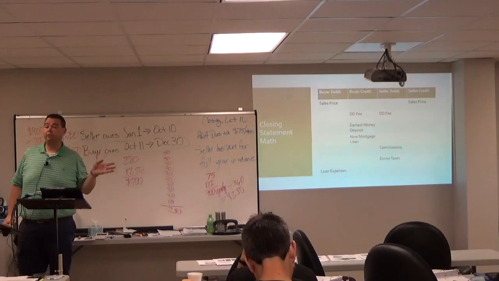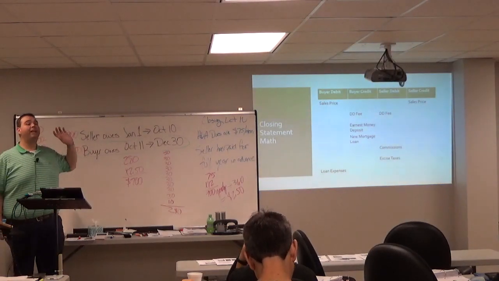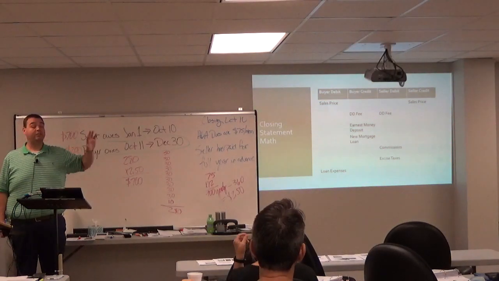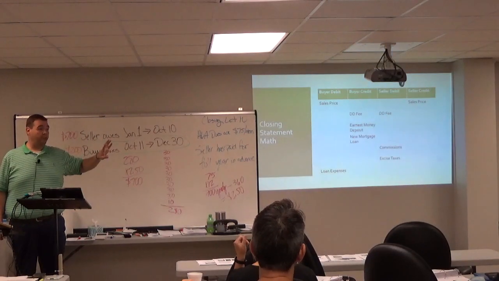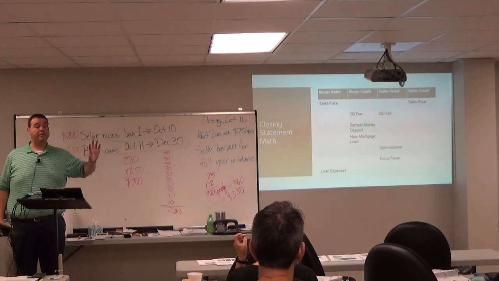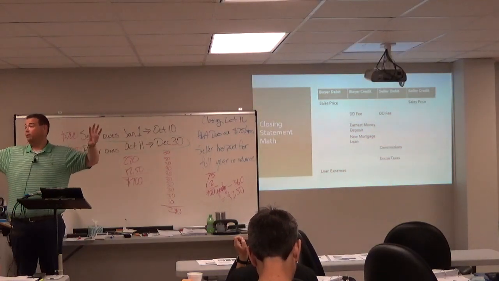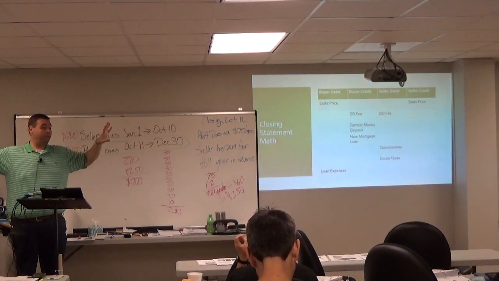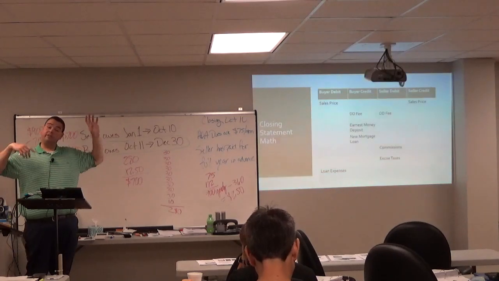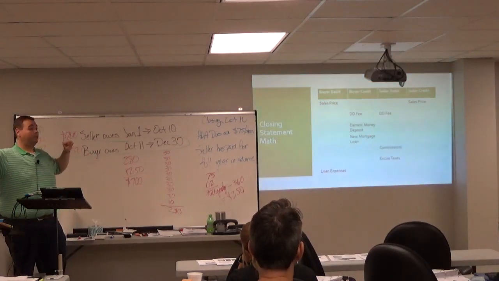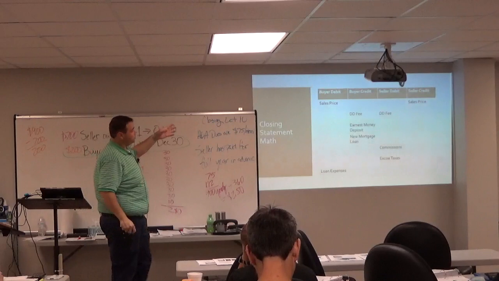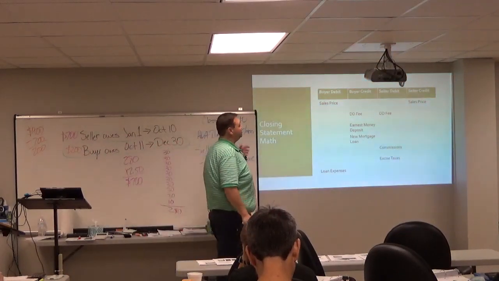You will never see something be a credit on both sides. You'll never see something be a debit on both sides. Now you might see that in the real world in some odd situation, but for test taking purposes in this class, you will never see on the same line something be a credit on both sides or a debit on both sides. Does that make sense for everybody? If it's a debit on the seller side, it's a credit on the buyer side. So for sales price, that is a buyer debit, seller credit.